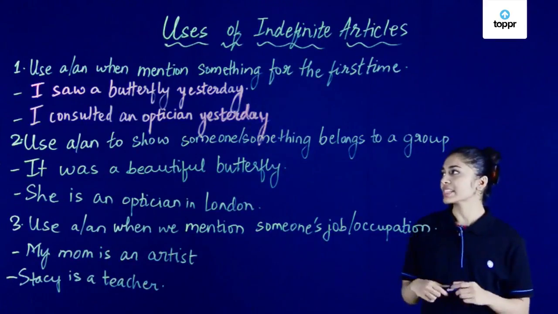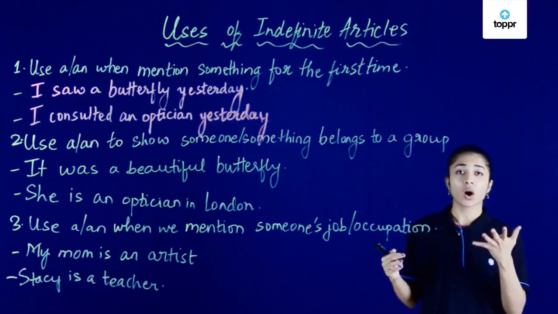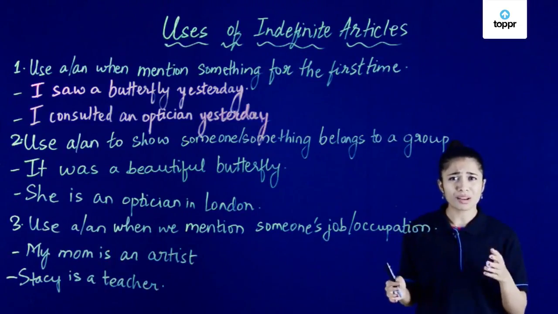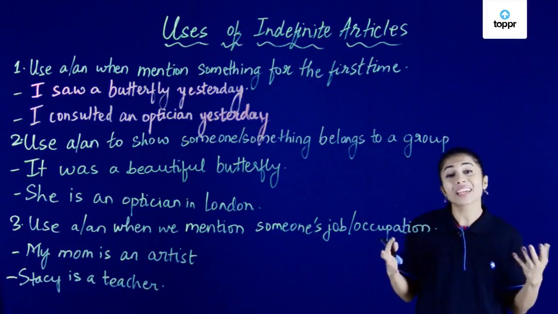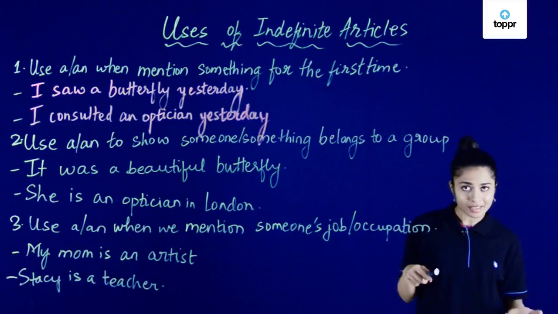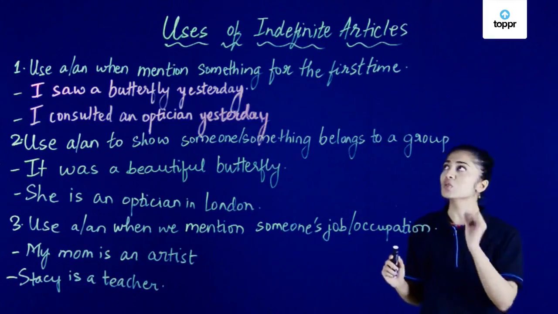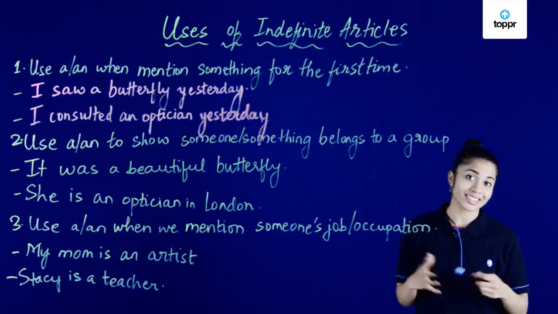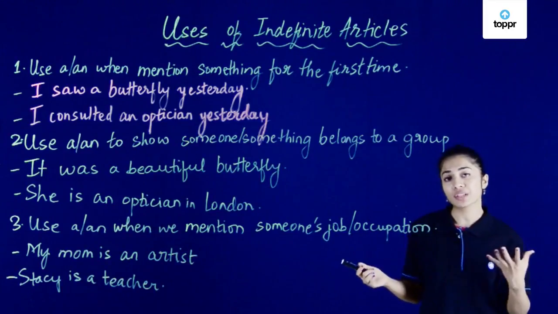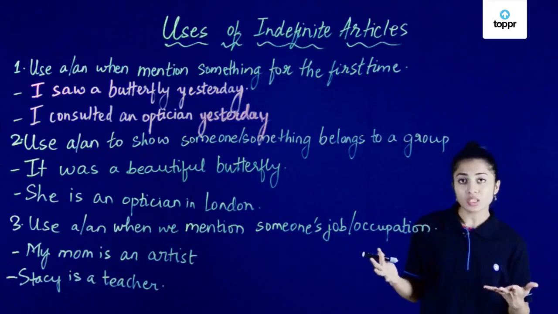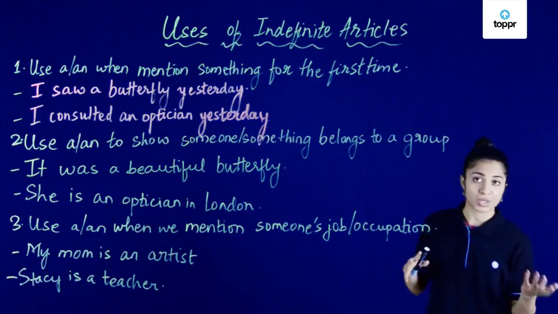Similarly, let's take a look at the second example. I consulted an optician yesterday. You are my friend. I tell you, you know what? My eyes are getting dry. So therefore, I consulted an optician yesterday. The first time I'm mentioning this, and that is the first use of our indefinite articles a and an. When we mention something or someone for the very first time, then we have to use our indefinite articles a and an, like in these examples that I just mentioned.